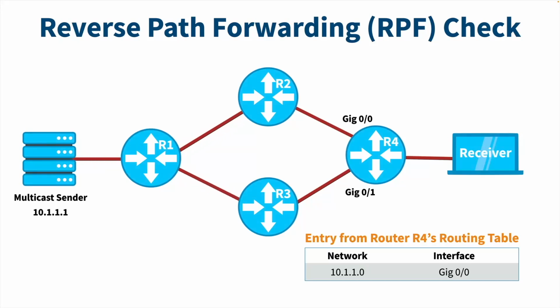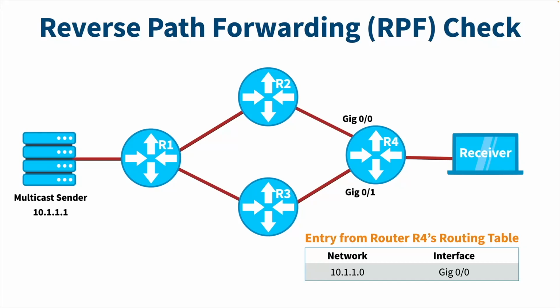It goes into R1, then up to R2, down to R3, and both R2 and R3 send traffic into R4. And then R4 is forwarding those duplicate packets to the receiver, and the receiver gets everything twice. We don't want that. So how can we stop R4 from sending those duplicate packets?